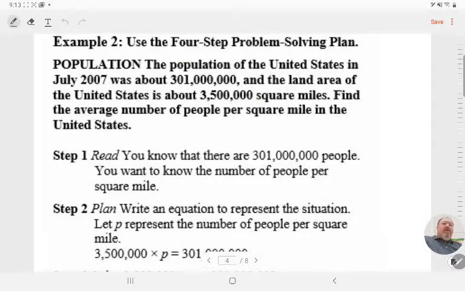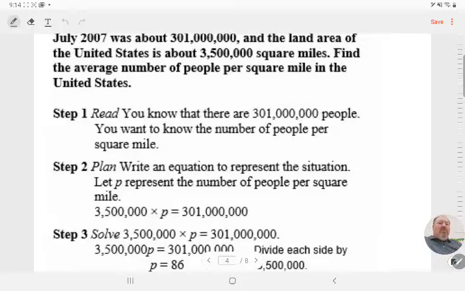Now let's look at a word problem. It says use the 4-step solving plan. The population of the United States in July 2007 was about 301 million, and the land area of the United States is about 3,500,000 square miles. Find the average number of people per square mile in the United States. So, you know that there are 301 million people. You want to know the number of people per square mile. So I can write an equation to represent the situation.